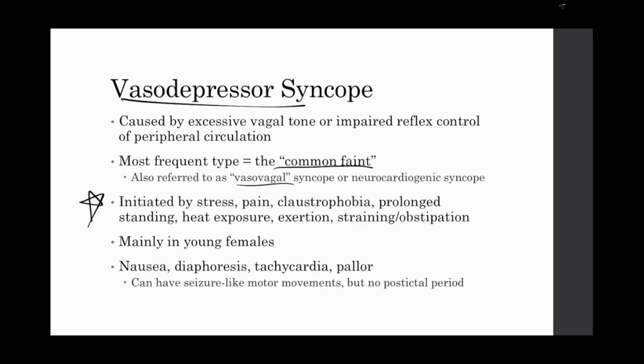Initiated by stress, pain. What was the triggering event that caused them to pass out? Mainly occurring in young females. They get nausea, diaphoresis, tachycardia, pallor. They can have seizure-like motor movements with a syncopal event, but that does not mean that they're seizing. They may look like they are having a seizure, and they may be twitching a little bit. That's just due to the syncopal event, not due to a seizure itself.